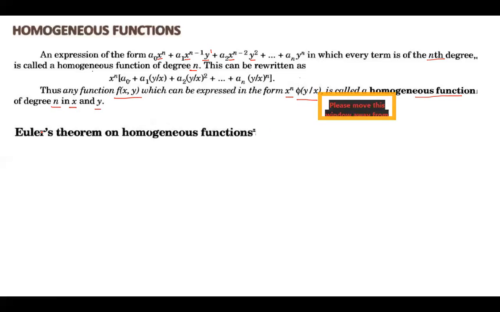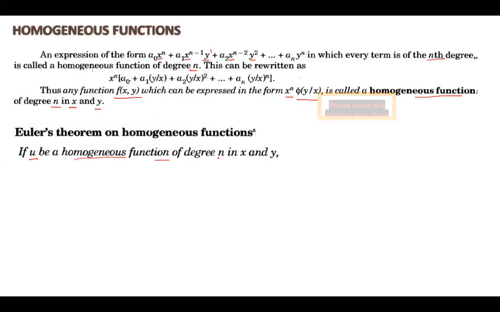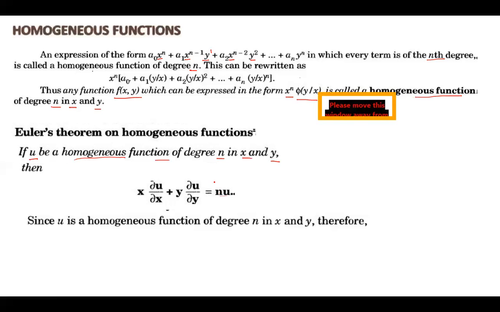Okay. Next, we have Euler's theorem on homogeneous function. Let's see the statement of this theorem. It says if u is a homogeneous function of degree n in x and y, then x times dou u by dou x plus y times dou u by dou y is nu.